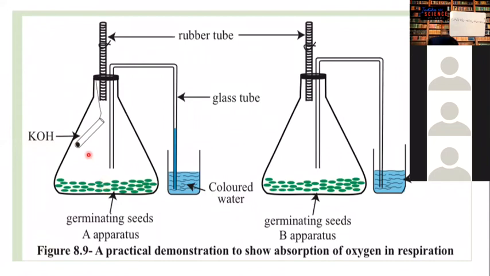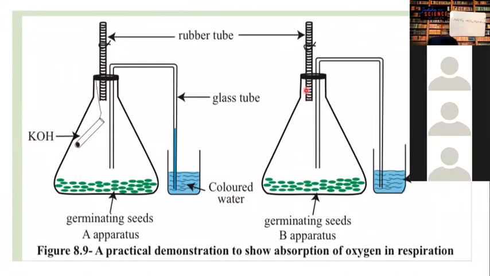When carbon dioxide is released, these carbon dioxide are absorbed by the potassium hydroxide. So all the released carbon dioxide is absorbed by the potassium hydroxide. But here there is no potassium hydroxide.